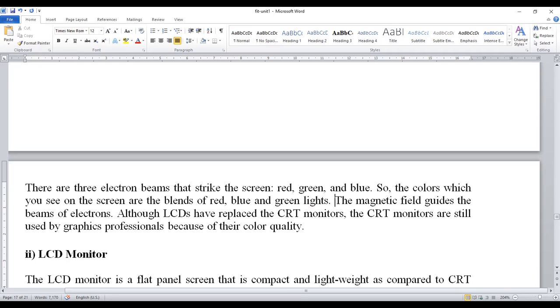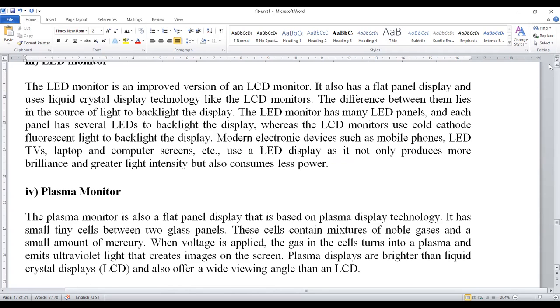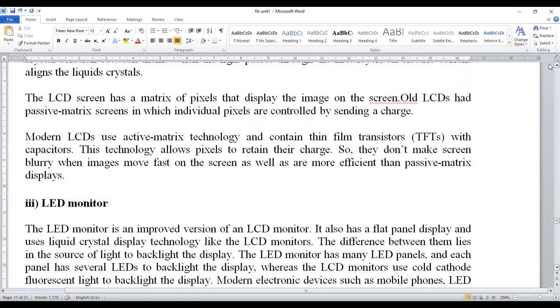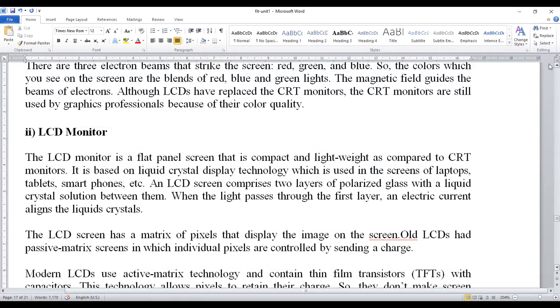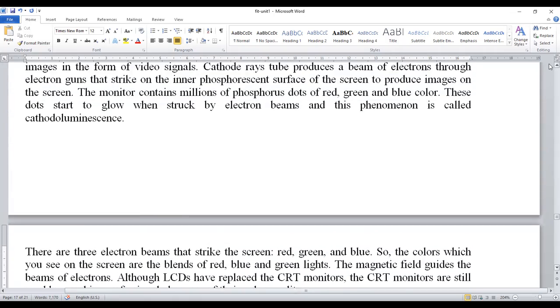LCDs have replaced CRT monitors. The CRT monitors are still used by graphics professionals because of their color quality. Understand now? We'll see more detail about the CRT monitor.